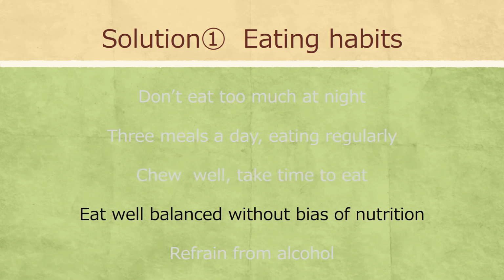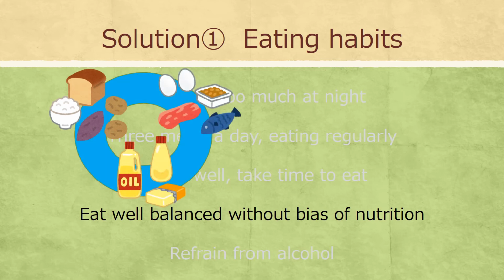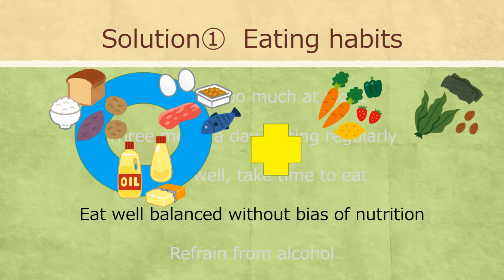Eat well balanced without bias of nutrition. Nutrition-biased eating habits make a body that is easy to gain weight. Let's take sugar, protein, and fat with good balance. In addition, it is important to actively take vitamins, minerals, and dietary fiber.